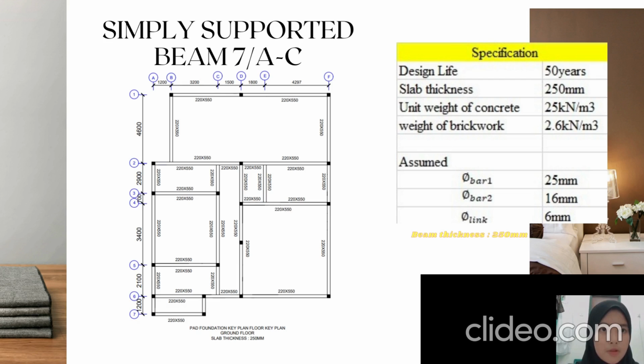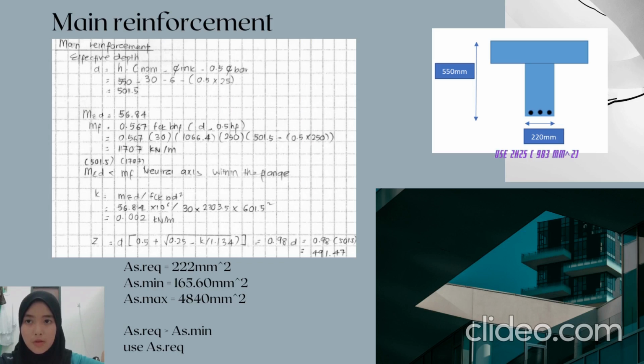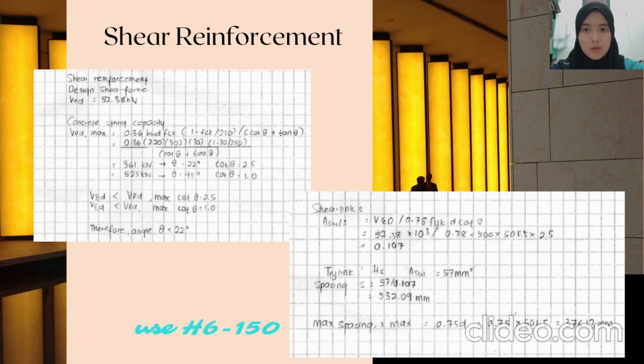For specification, design life is 50 years, slab thickness is 250 mm. For total design load, W is equal to 1.35 GK plus 1.5 QK, 1707 kN per meter. So MED is less than MF, so neutral axis within the flange.